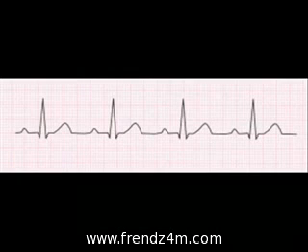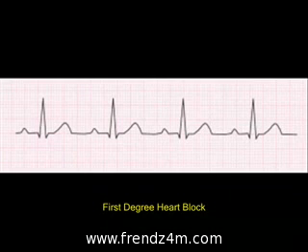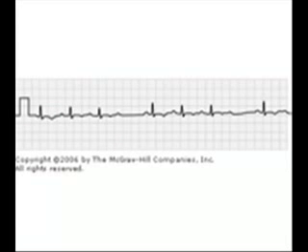Now in this EKG you will see increased PR intervals. You can observe how PR interval is more than 0.2. Normal PR interval is between 0.12 to 0.2. So this is increased PR interval, that is characteristic of first degree AV block.